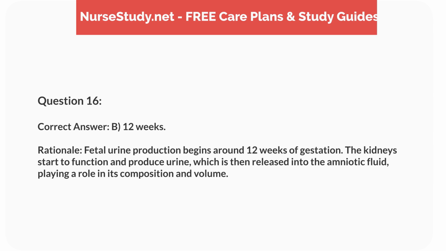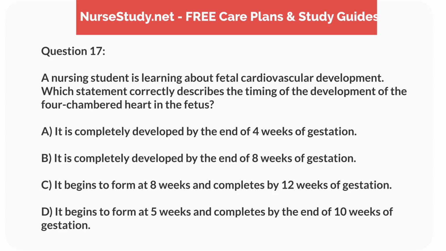Rationale: fetal urine production begins around 12 weeks of gestation. The kidneys start to function and produce urine, which is then released into the amniotic fluid, playing a role in its composition and volume.